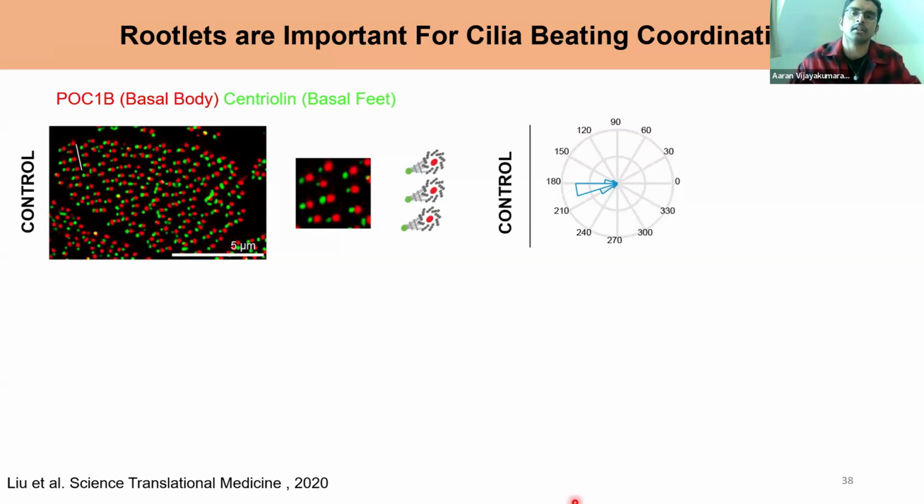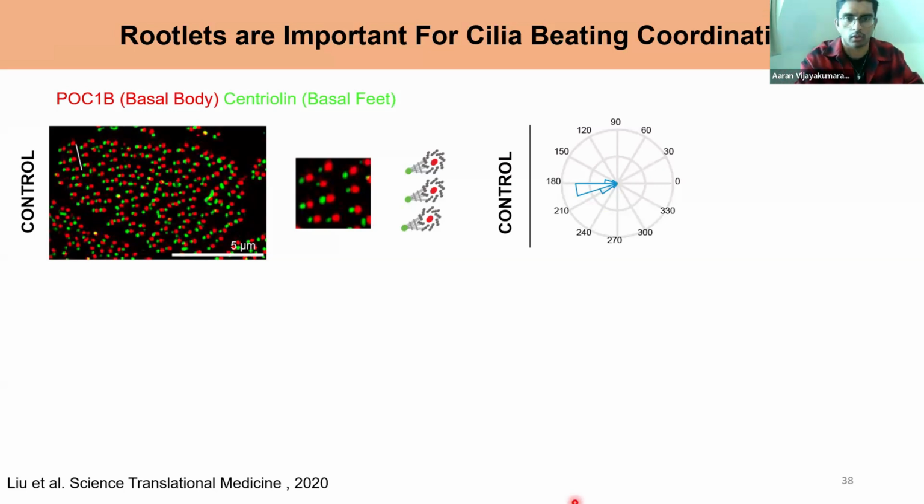Now, typically, this is performed with transmission electron microscopy, where we look at the basal body and the basal feet across multiple cells, but that's low throughput. And instead, I adapted a MATLAB script, which was previously published by our lab, which allows us to analyze a high number of cells from multiple replicates.